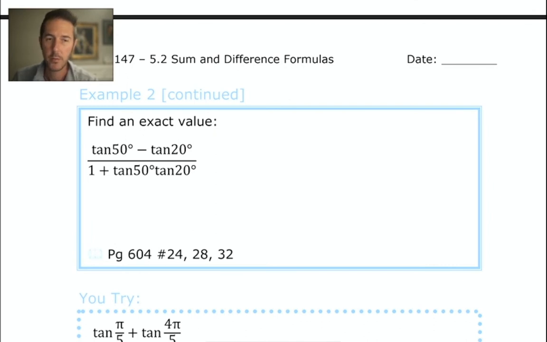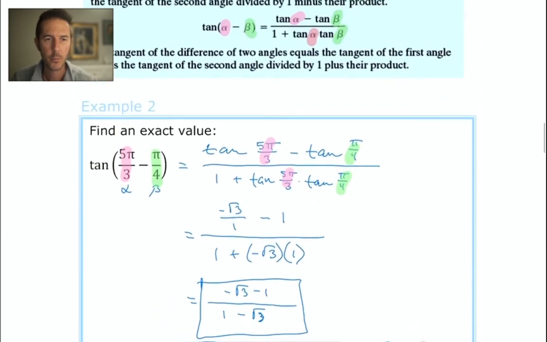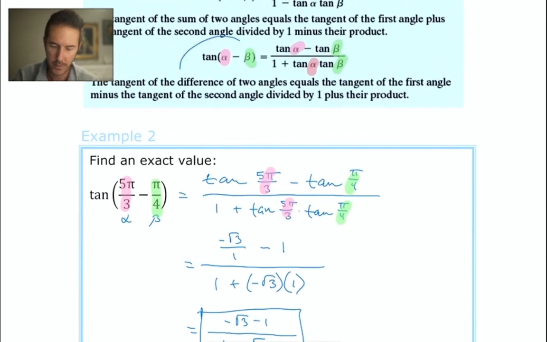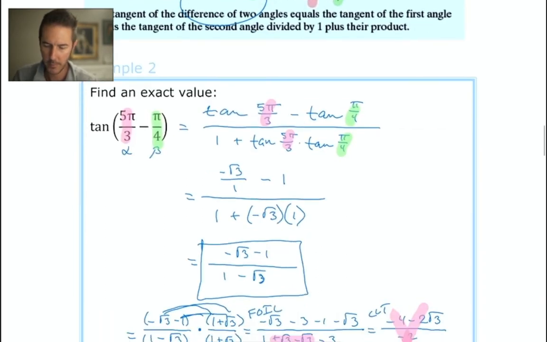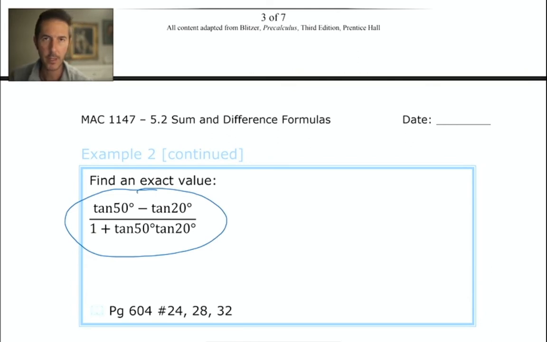This problem is very similar in idea to what we just did in the previous problem, except we're starting with the right-hand side of the equation, or the identity, or the formula, instead of the left-hand side. In the previous problem, we said, well, that's tan of alpha minus beta, which is the left-hand side of this equation, and we matched up the alphas and betas. In this next problem, this thing is the entirety of the right-hand side of one of those statements.